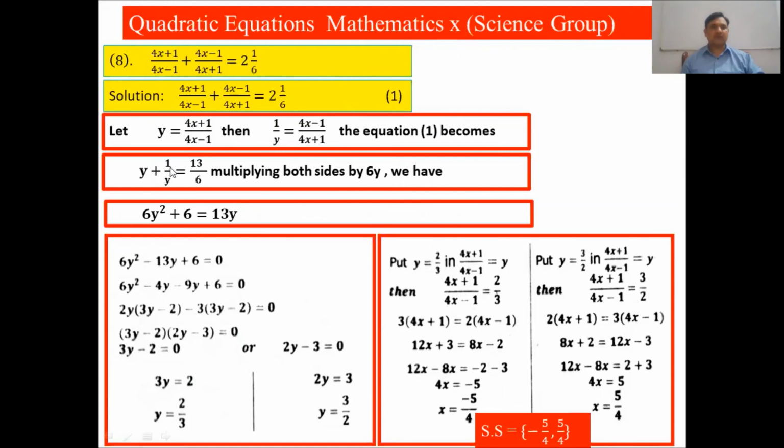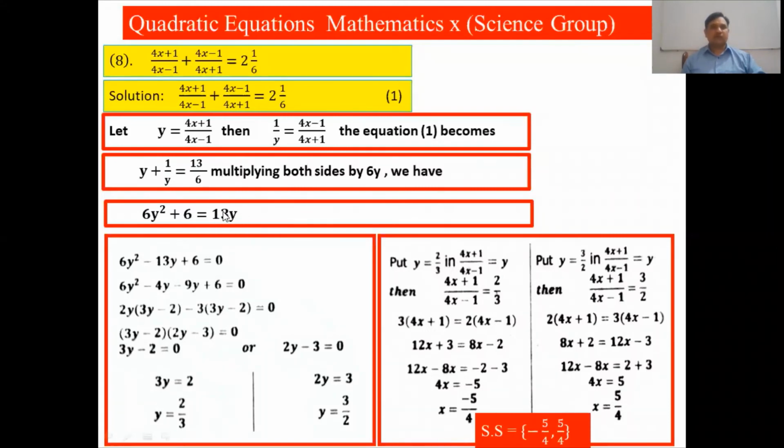We have to use these two values in this equation 1. So we have y + 1/y = 2 1/6, so 2 sixes are 12, plus 1 is 13, so 13/6. So equation 1 can be written as y + 1/y = 13/6 after substitution. Now 6y is the LCM, so we multiply both sides by 6y. After multiplying both sides by 6y, we have 6y² + 6 = 13y.